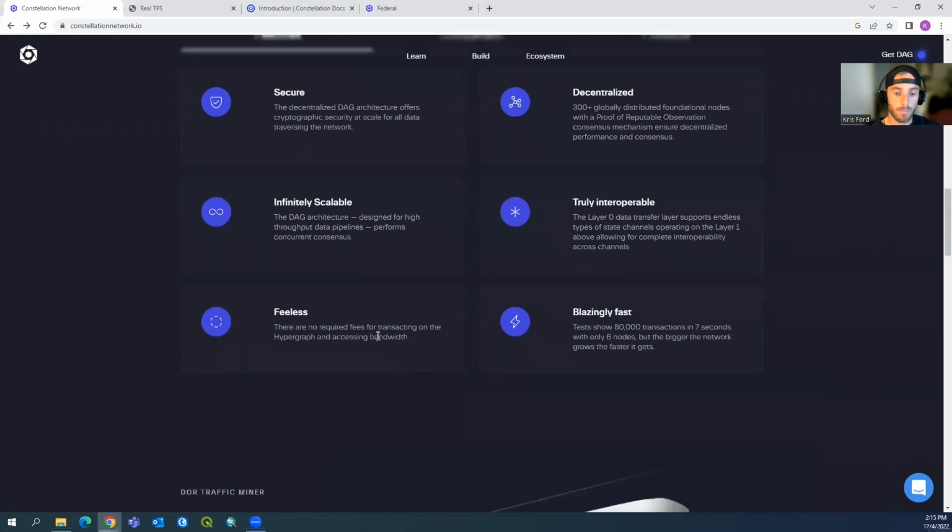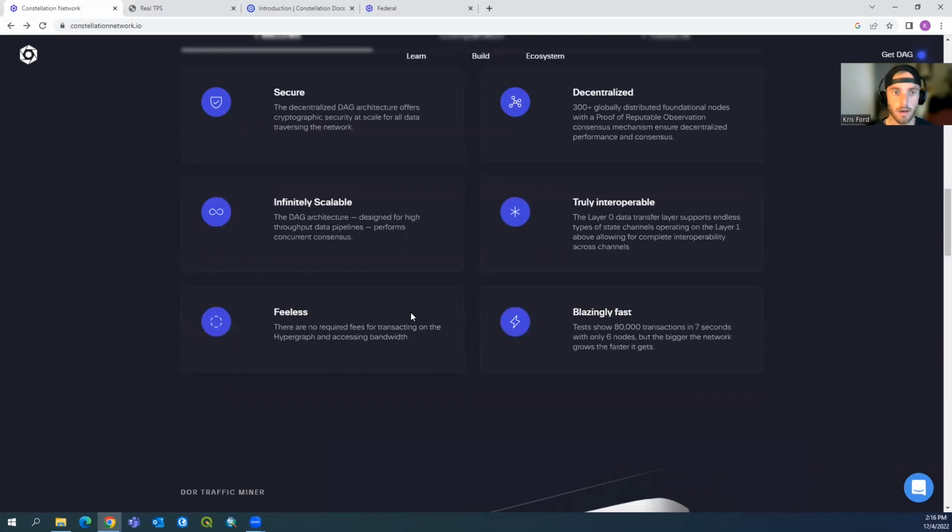And one of the biggest things that really blew up in my mind when I was reading about this project: feeless. There are no required fees for transacting on the hypergraph and accessing bandwidth. Bandwidth is like when you put a video up on your website, or you put up an online e-commerce store. Bandwidth allows people to come in and access it, and it runs at a certain speed.